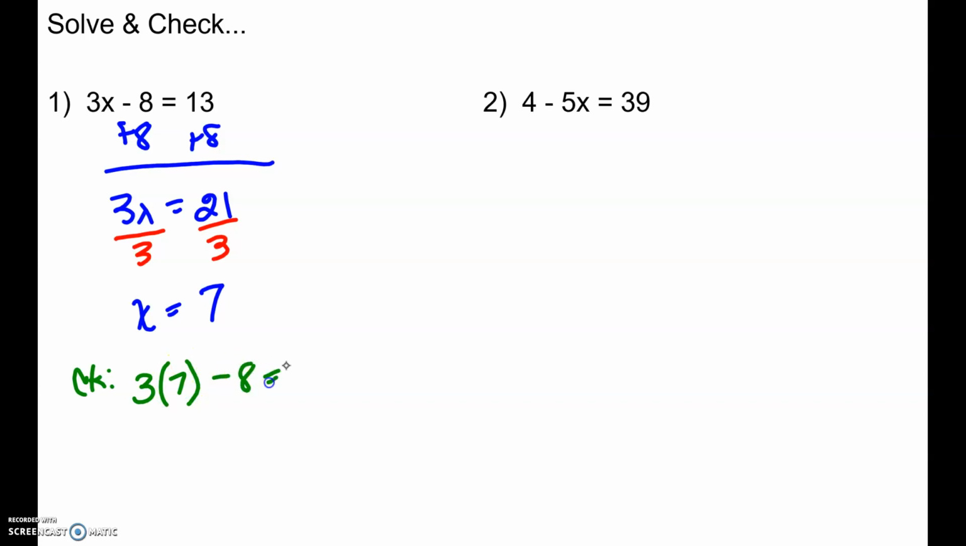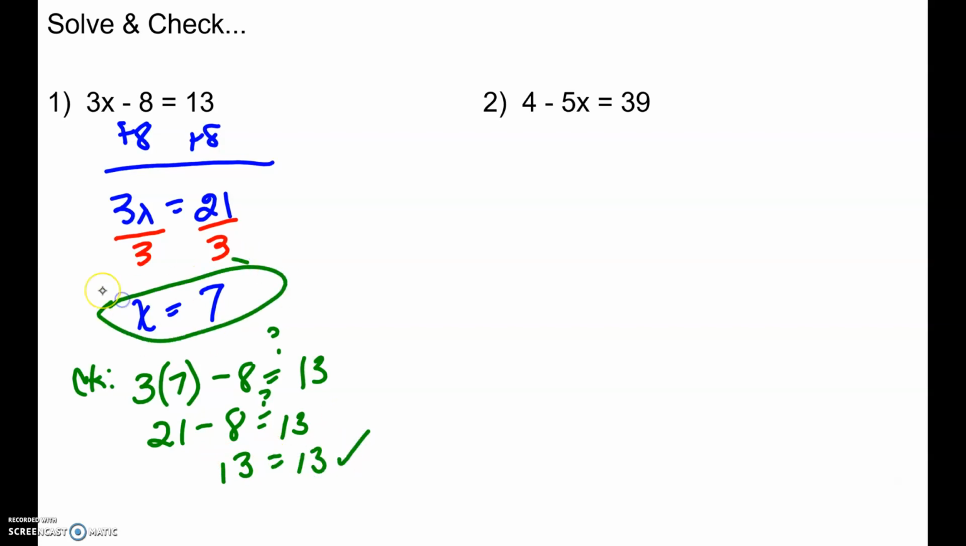So for this one, it looks like that. 3 times the 7 minus 8 equals 13. I'm checking this to see, so I'm going to put a question mark. 3 times 7 is 21 minus 8, and I'm asking, is that 13? Yeah, 13 equals 13 is a true equation, so I'm going to circle that and say that is the correct answer. Now why don't you hit pause and try the next problem.